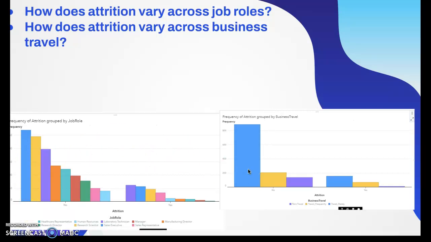And then how does attrition vary across business travel? Business travel rarely is the highest frequency of no attrition, but also the highest frequency of attrition, followed by travel frequently and then non-travel. The trend continues for no and yes, but employee attrition is most prevalent in travel rarely.